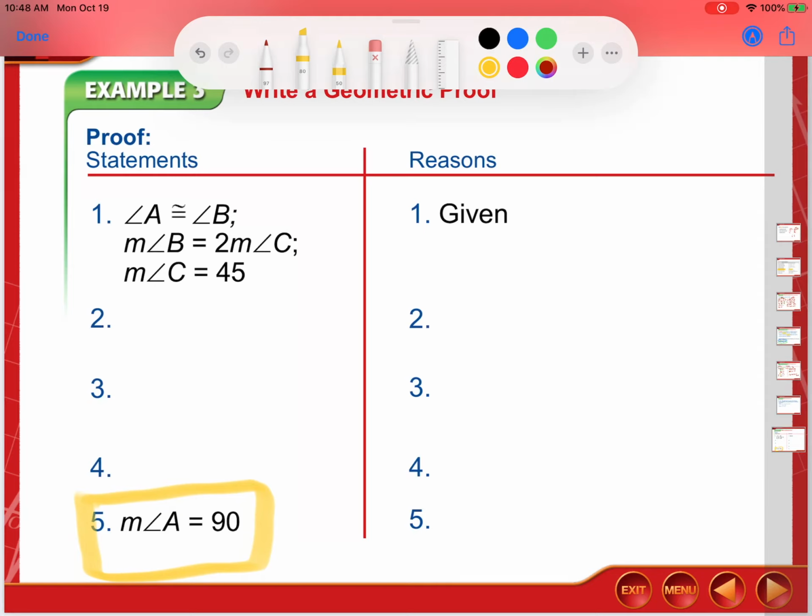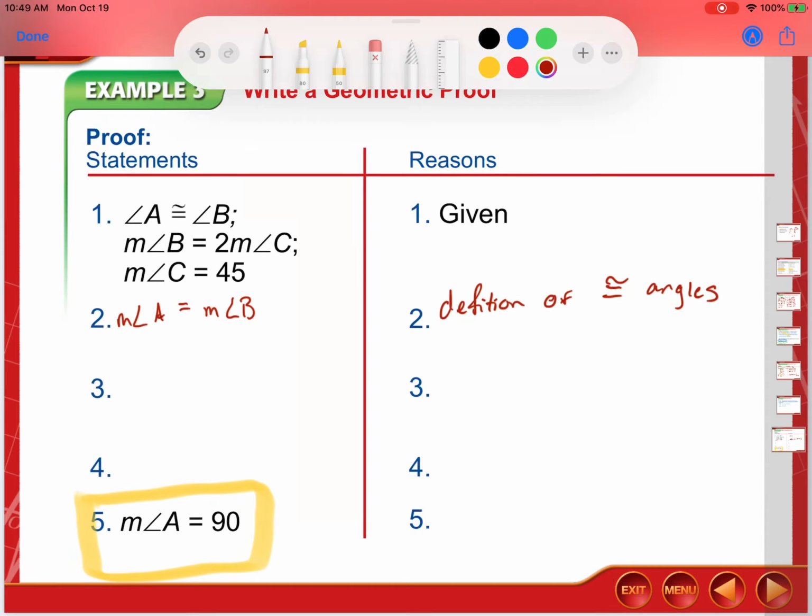So starting with my given, I know that the measure of angle A is congruent to the measure of angle B. So my first statement, I'm just going to say the measure of angle A equals the measure of angle B. Because if they're congruent, then they are the same. They equal each other. So that's going to be by the definition of congruent angles.